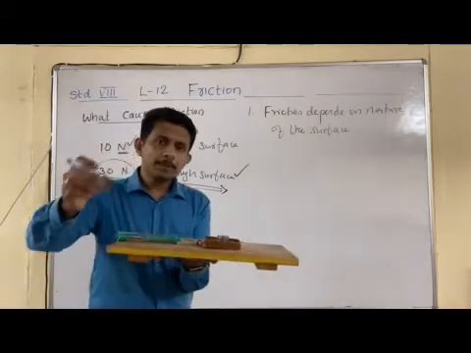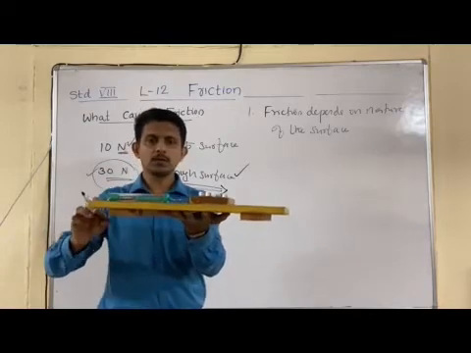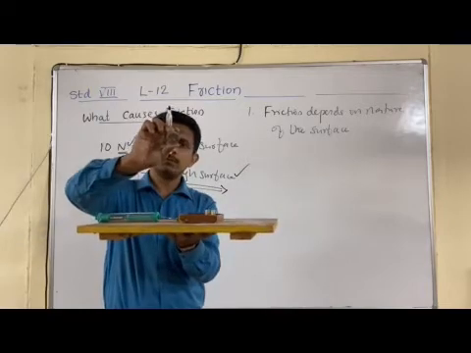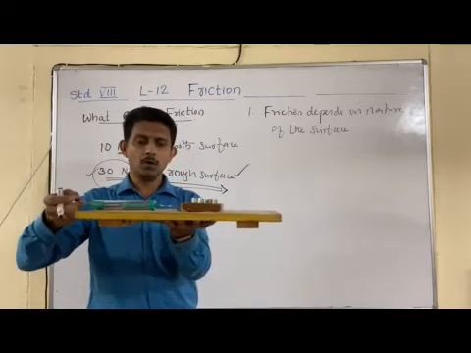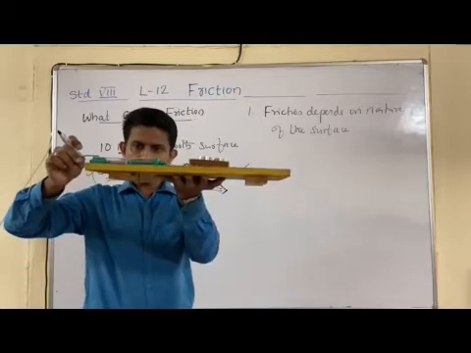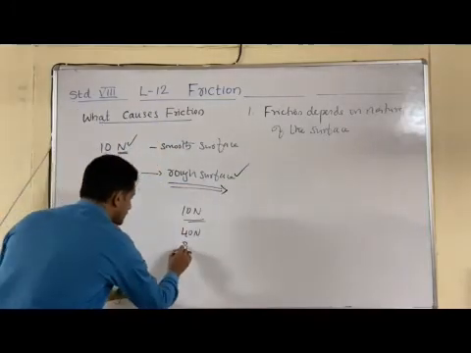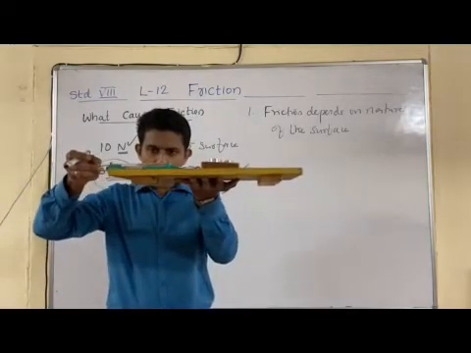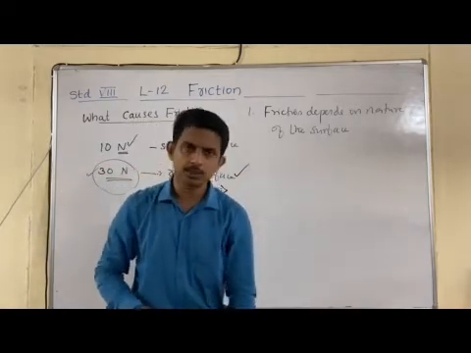Now I am increasing the mass of this object again. I have kept one more 100 gram weight, so in total a 200 gram weight is inside this box. Now I am trying to pull this. You can see it is again coming, approximately 80 Newton force. In order to move this, I have to apply 80 Newton force. So the frictional force acting on this block is 80 Newton.